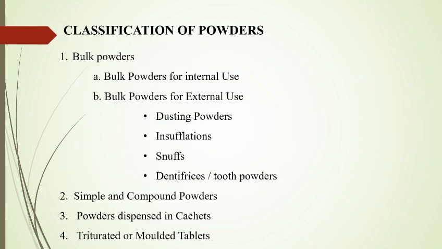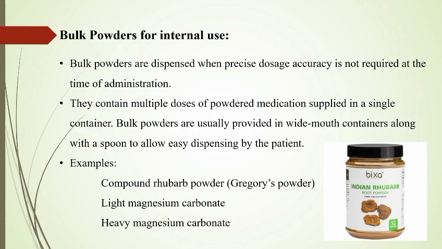Next, let's see the classification of powders. Powders are classified into four types. They are bulk powders, simple and compound powders, powders dispensed in sachets, and triturated or molded tablets. The bulk powders are further divided into bulk powders for internal use and bulk powders for external use. The bulk powders for external use are further classified into dusting powders, insufflations, snuffs, and dentifrices or tooth powders.